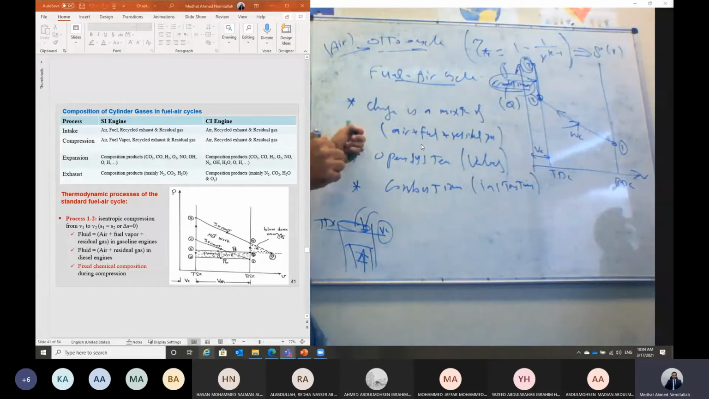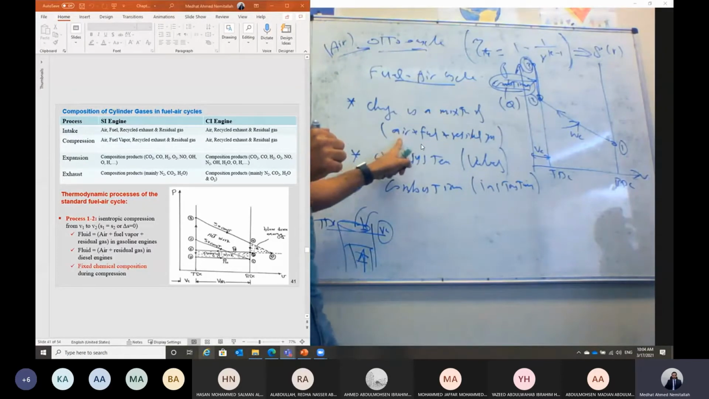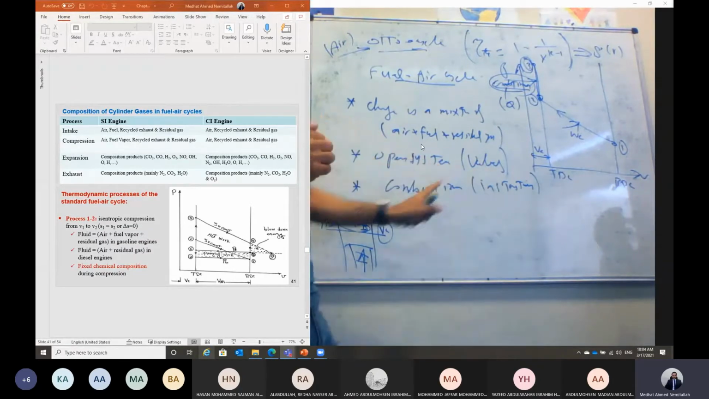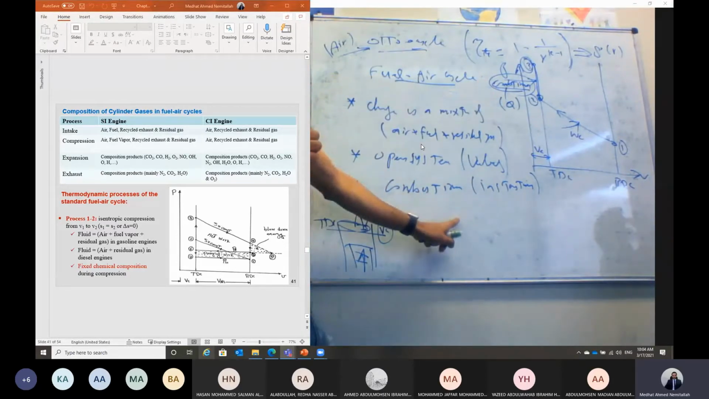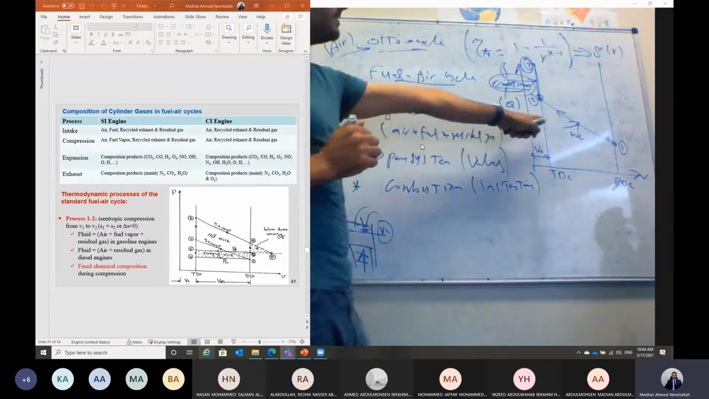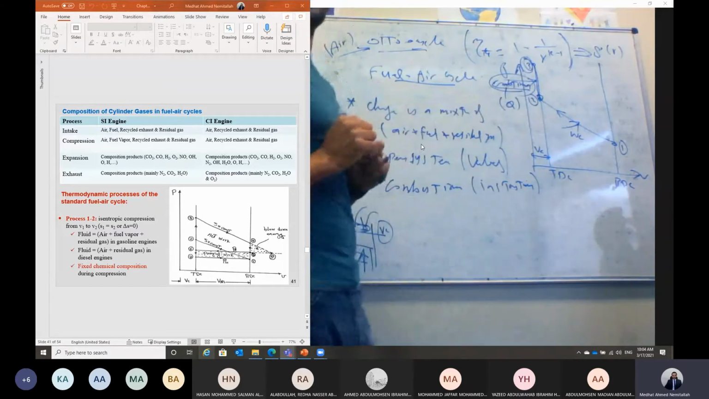So in this cycle, we have considered the real case mixture. The working fluid is air plus fuel plus residual gas. The system is an open system, so we have an intake valve and an exhaust valve as well. Instead of heat addition, we have the combustion process. But still, as you can see, the processes are standard processes.